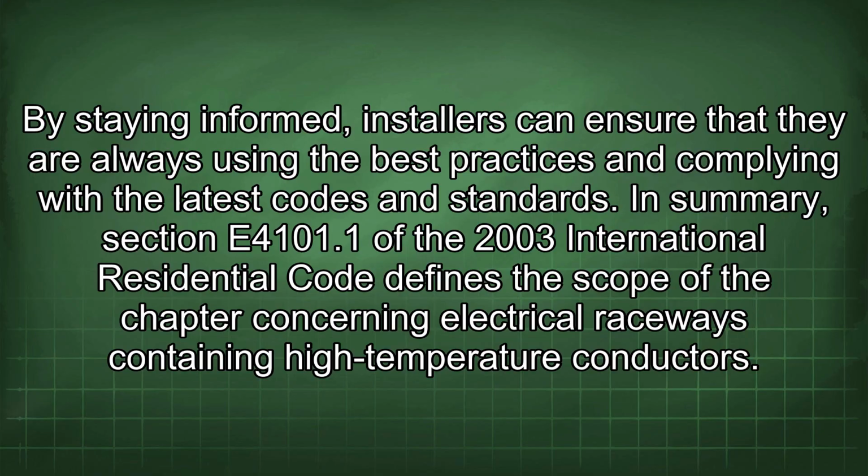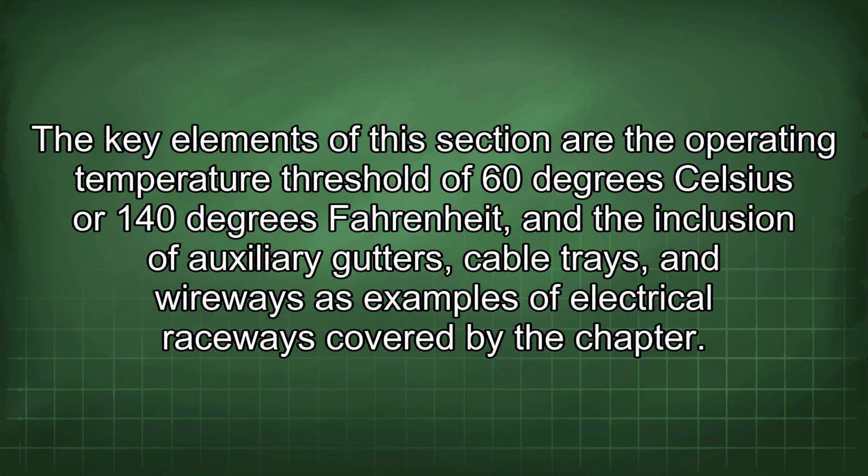and standards. In summary, Section E4101.1 of the 2003 International Residential Code defines the scope of the chapter concerning electrical raceways containing high-temperature conductors. The key elements of this section are the operating temperature threshold of 60 degrees Celsius or 140 degrees Fahrenheit, and the inclusion of auxiliary gutters, cable trays, and wireways as examples of electrical raceways covered by the chapter.